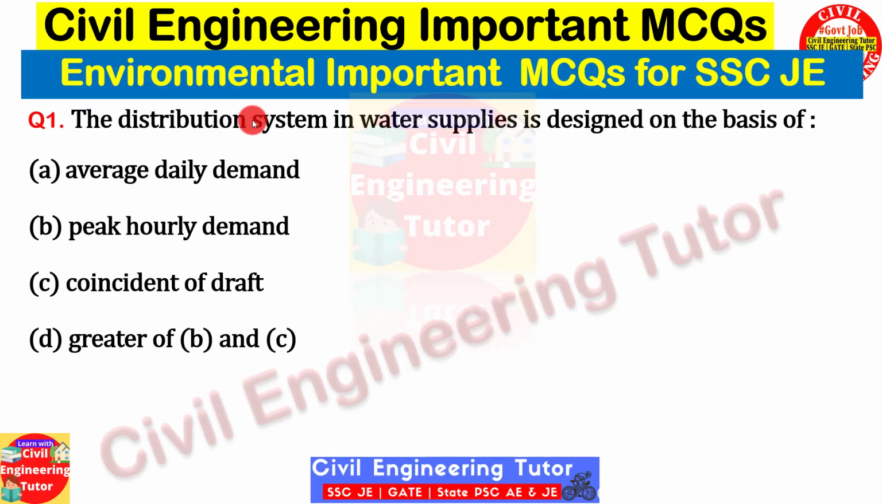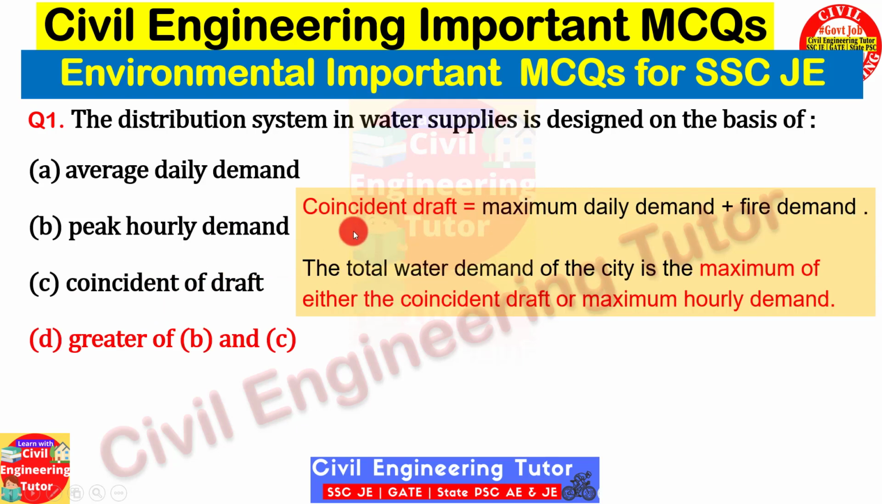The distribution system in water supplies is designed on the basis of average daily demand, peak hourly demand, coincident draft, greater of B and C. So here the correct answer will be what? Obviously, question 1 correct answer is D. Here you have to remember what is coincident draft. So coincident draft is basically the summation of maximum daily demand and fire demand. As you can see here, coincident draft is equal to maximum daily demand plus fire demand.